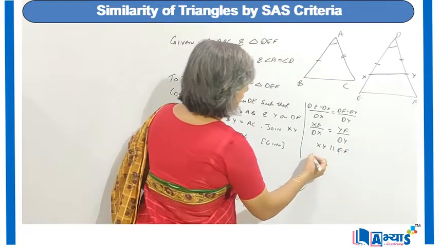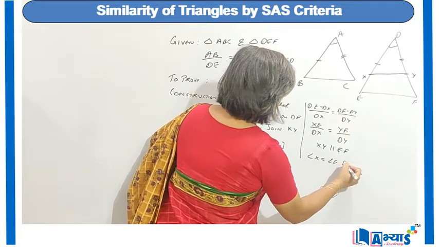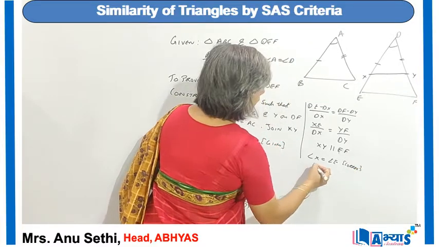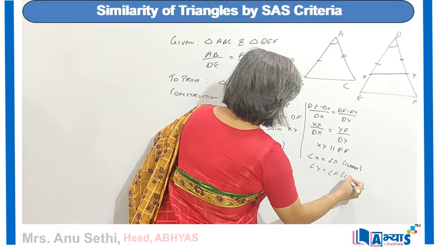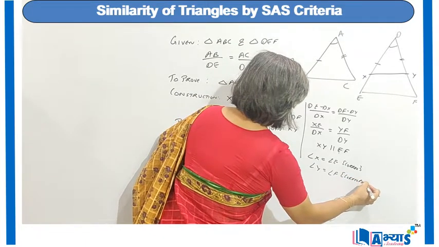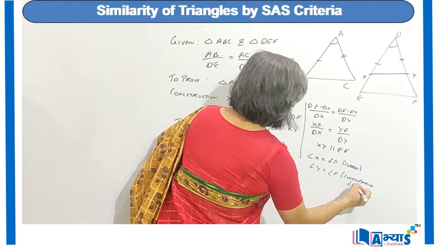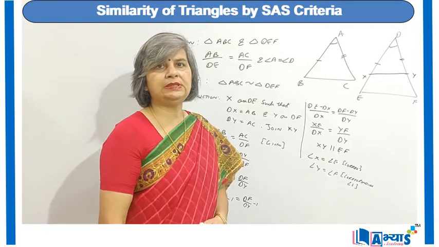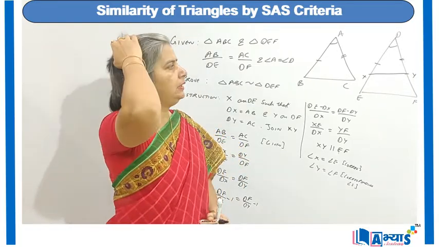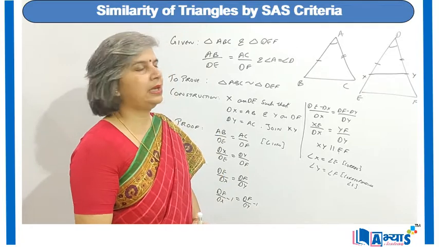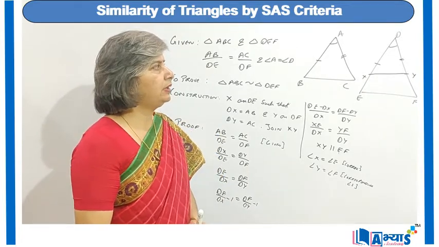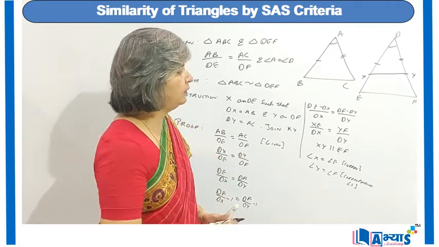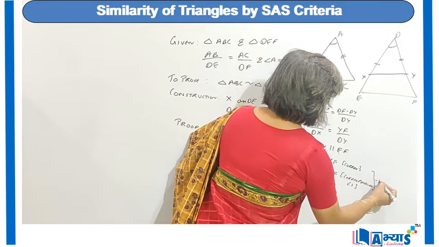When XY is parallel to EF, we can say that angle X is equal to angle E, corresponding angles, and angle Y is equal to angle F, again corresponding angles. Because we know that when XY is parallel to EF and the transversal is DE, angle X and angle E are corresponding angles. Similarly, when XY is parallel to EF and DF is the transversal, angle Y is equal to angle F. Let us mark them as equation 1.